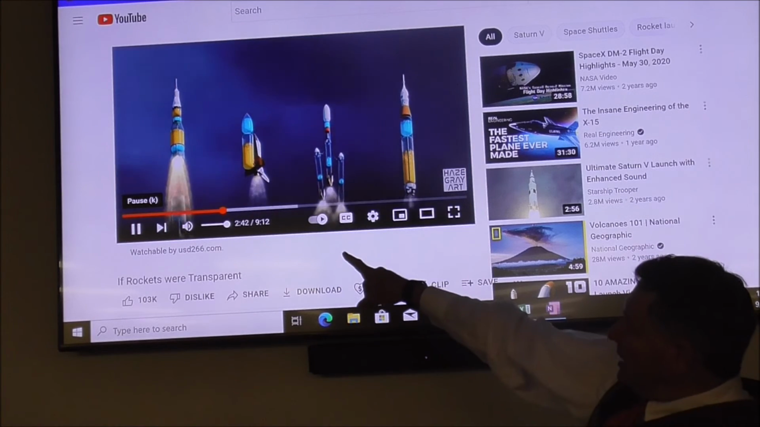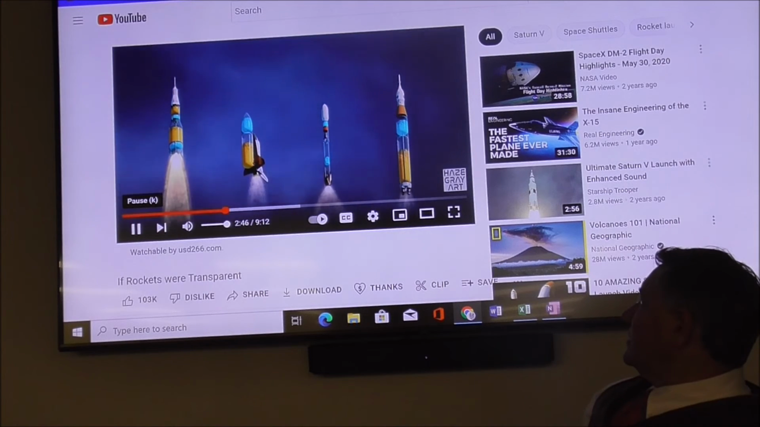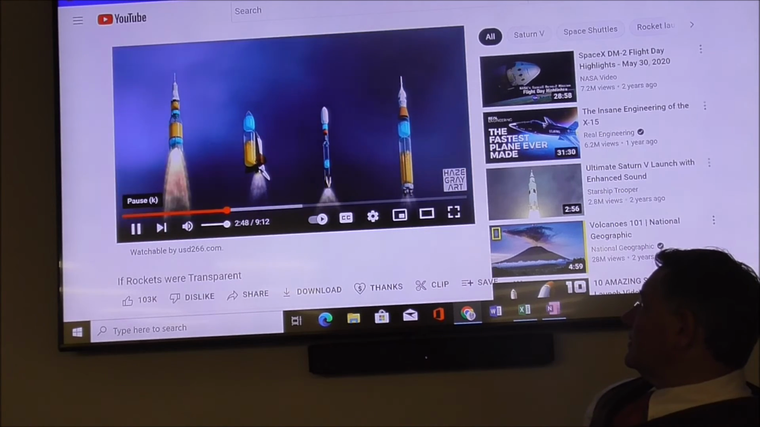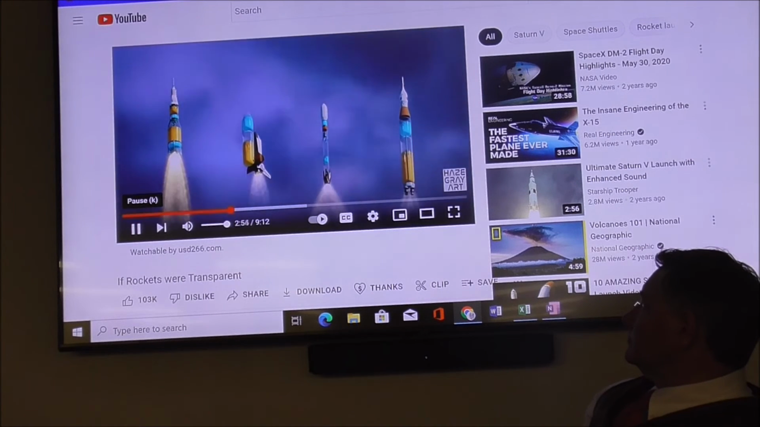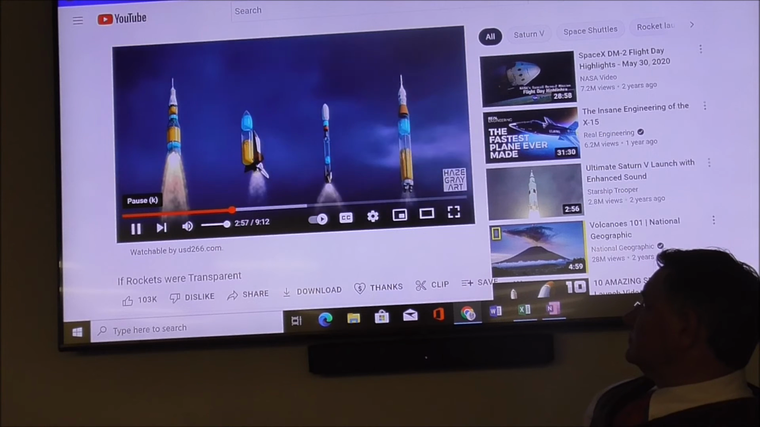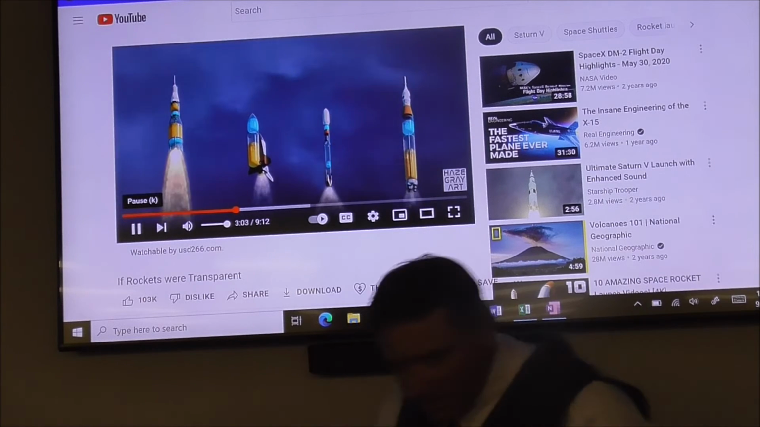So there goes the bottom stage of that Apollo rocket. There goes your side boosters there. You're looking good. You're not clear yet. Okay, y'all get the idea.